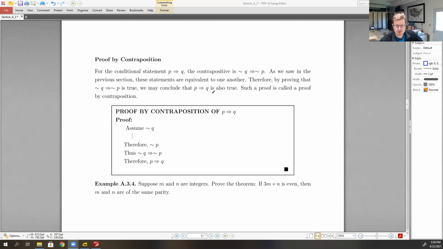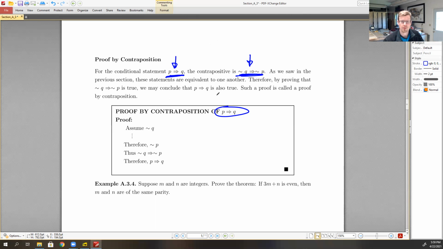Let's take a really quick look at our notes. This gives an outline of what a proof by contraposition should look like. Again, we're trying to prove P implies Q, an implication. We want to recognize that P implies Q and not Q implies not P are logically equivalent. So if I'm capable of proving this, then by logical equivalence, I have proven that. And that's what we want to make use of.